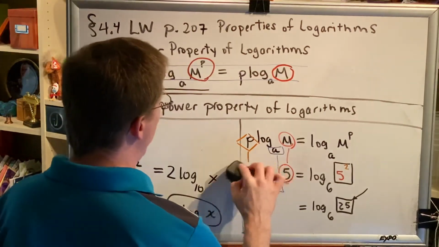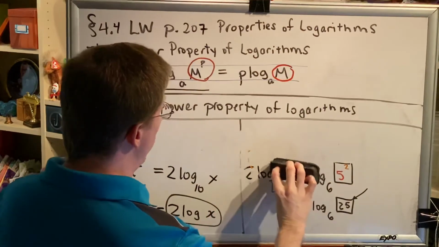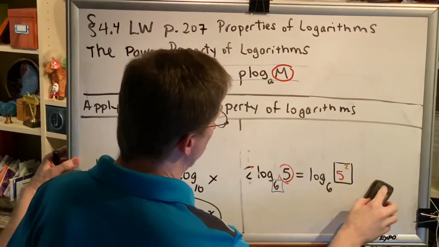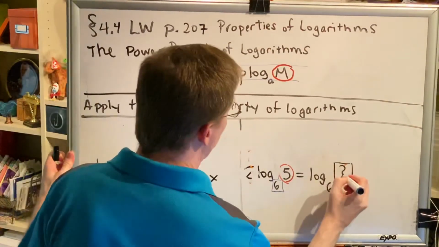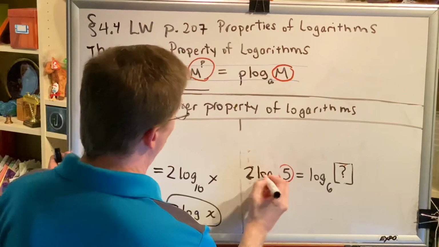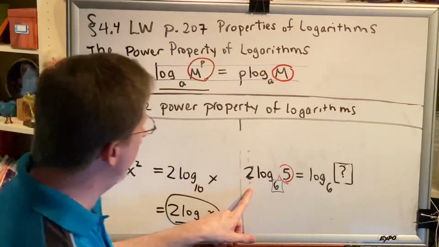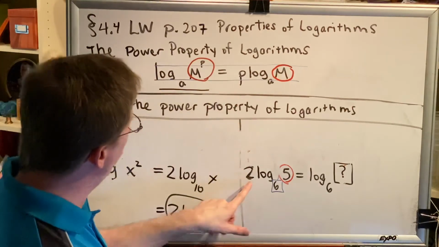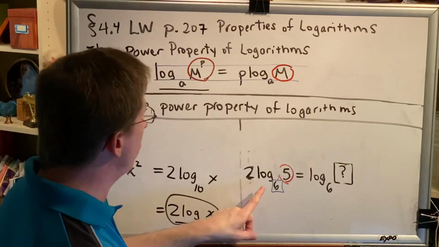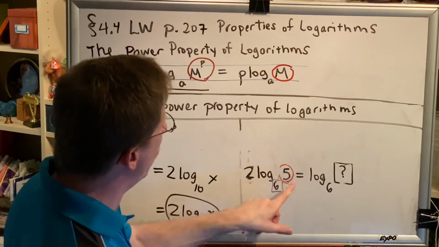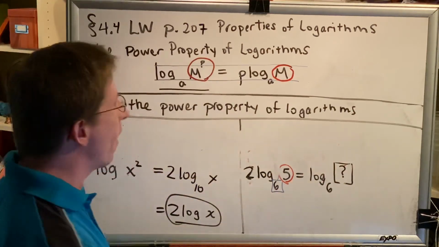With this problem over here, the original problem statement said 2 log base 6 of 5 equals log base 6 of blank. And we can answer this in our head by using this log rule. The 2 has to move over here to become the exponent of the 5. So this gives us log base 6 of 5 squared. So that must equal log base 6 of 25, because 5 squared is 25.